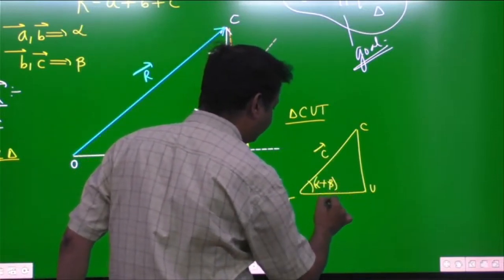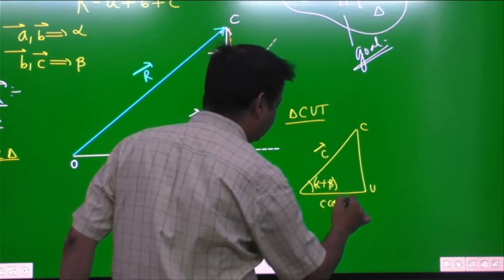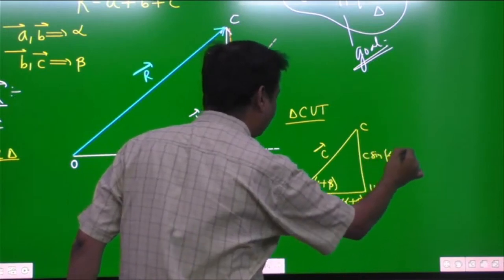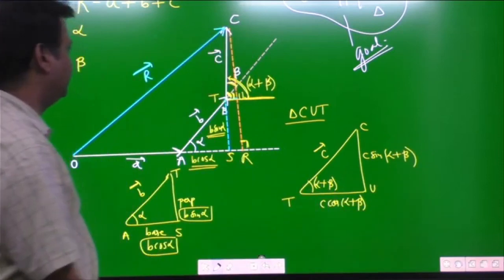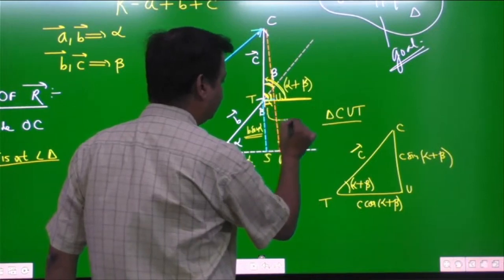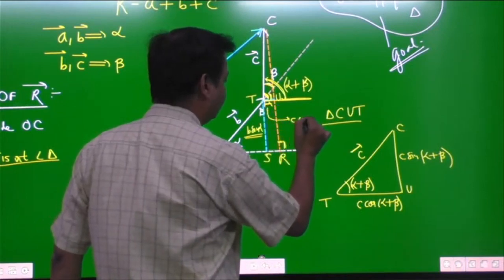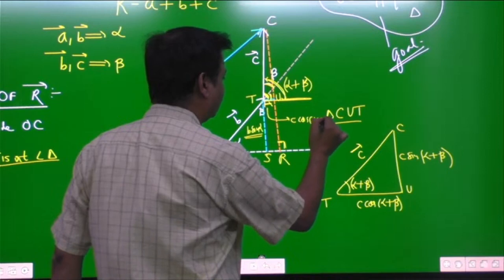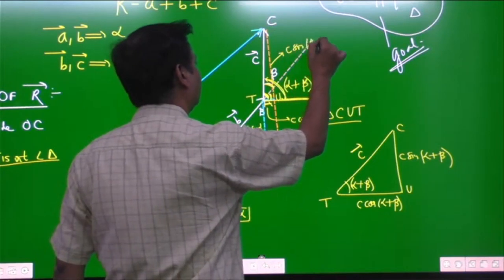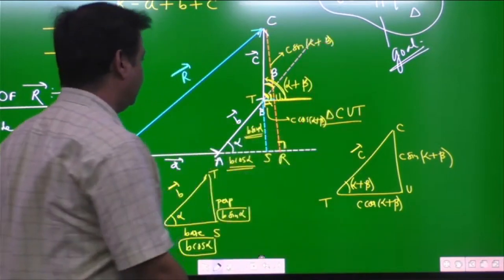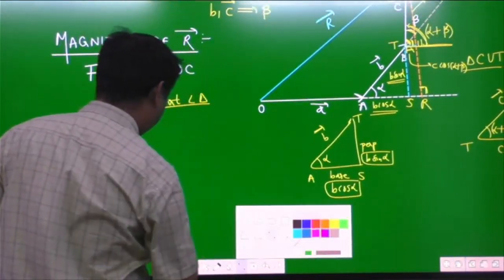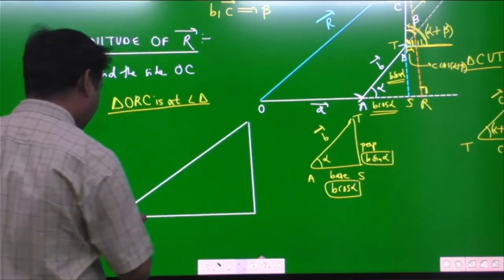So now this is the base. So this will be C cos alpha plus beta, and this will be C sin alpha plus beta. Got it? So you got all the missing sides. This side came to be C cos alpha plus beta, and this side came to be C sin alpha plus beta. Correct? Now we can focus on the bigger right angle triangle. Which one?